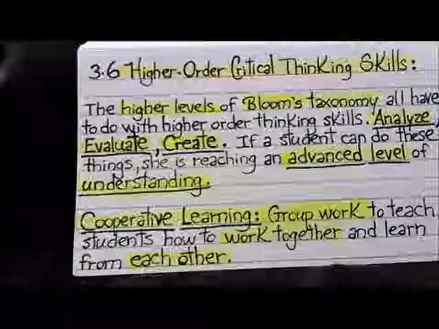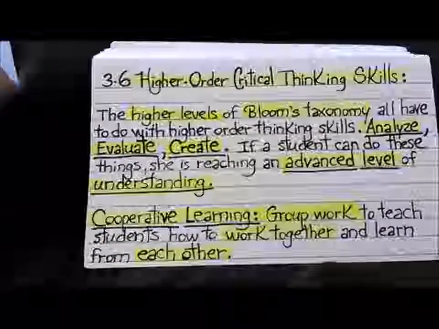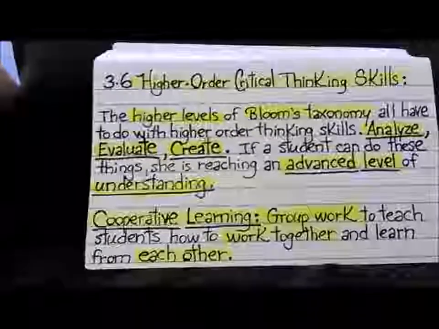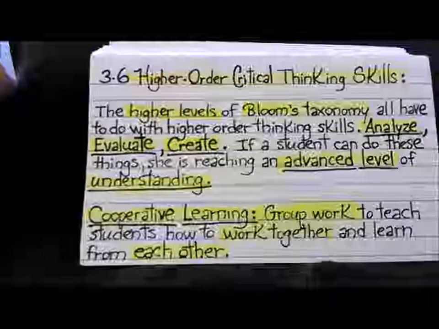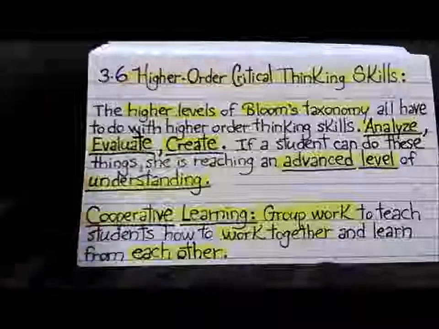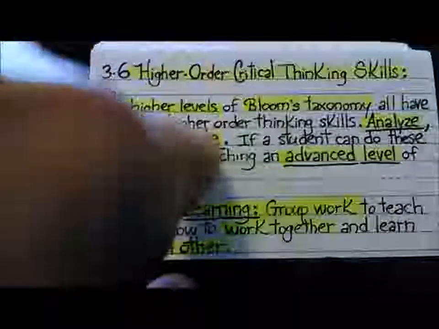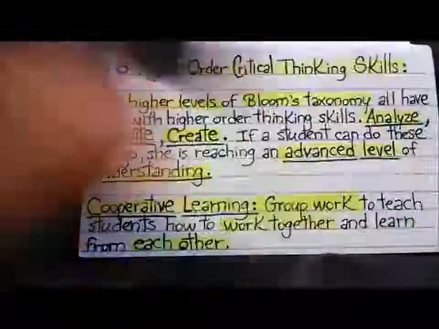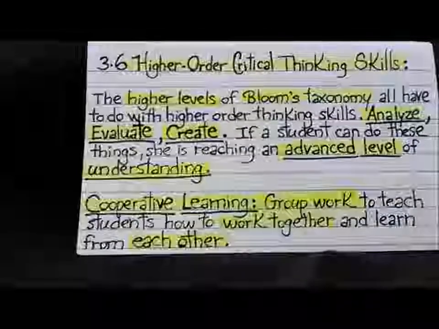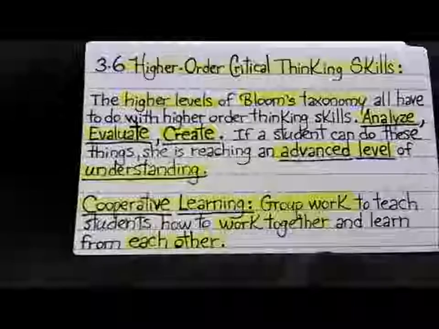Higher order critical thinking skills. The higher levels of Bloom's taxonomy all have to do with higher order thinking skills. Analyze, evaluate, and create. That's right, those are the higher ones. Analyze, evaluate, create. And create is the highest. If a student can do these things, she or he is reaching an advanced level of understanding.